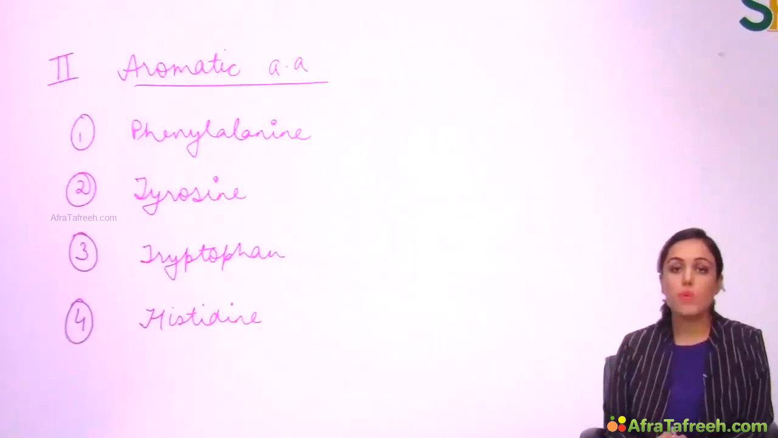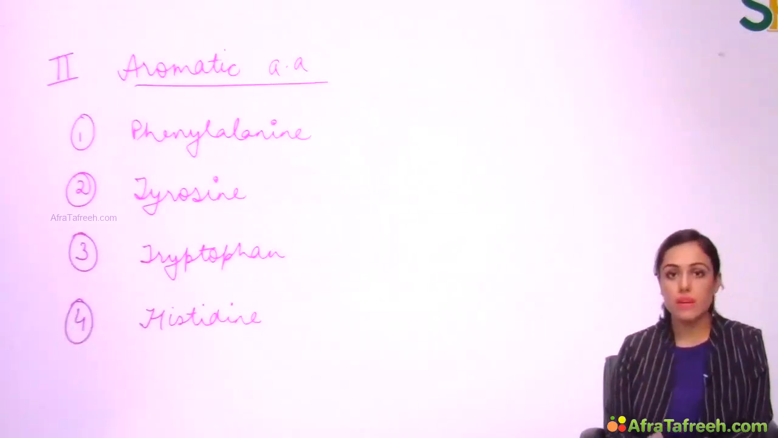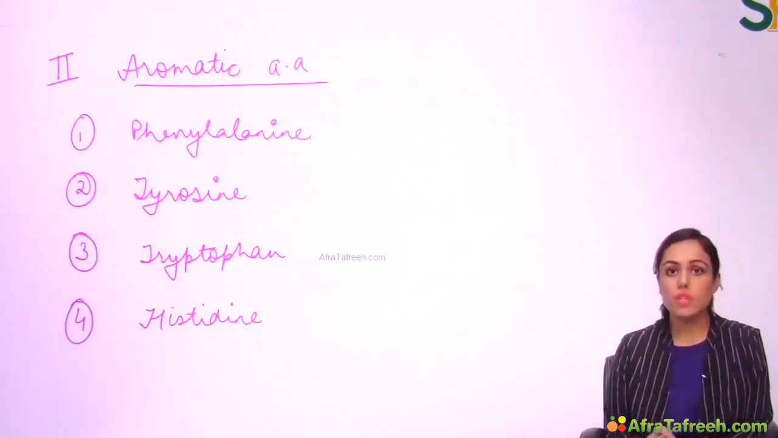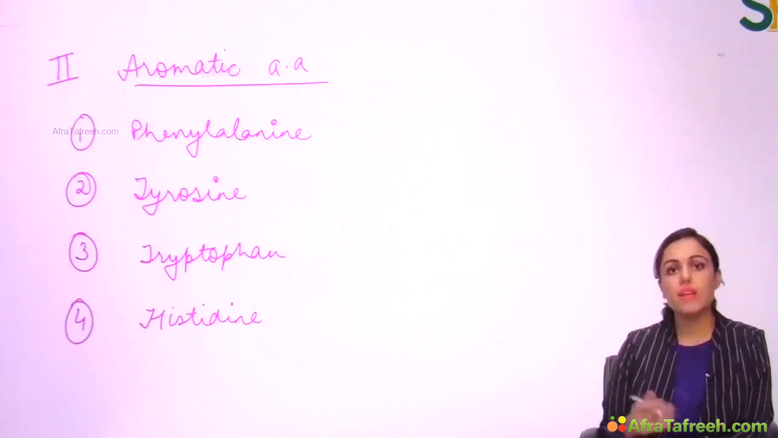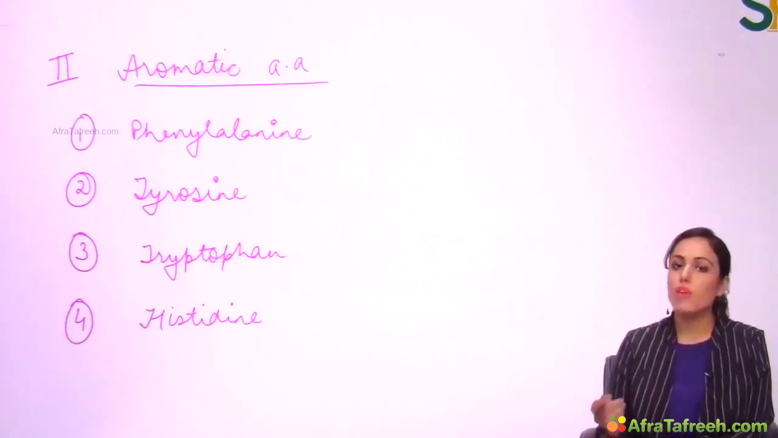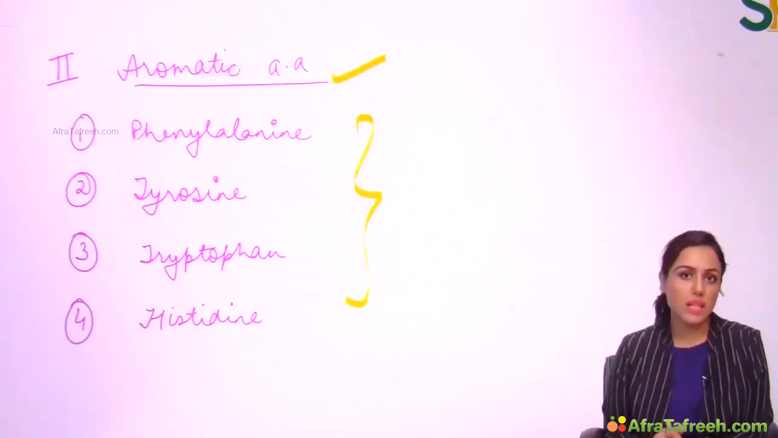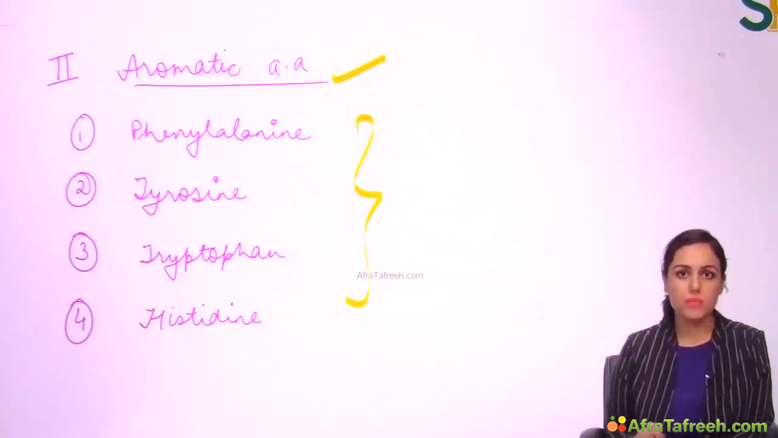Now next category I'm going to take is aromatic amino acid category, in which we'll be doing these 4: phenylalanine, tyrosine, tryptophan and histidine. So first 2 I'll be taking together, phenylalanine and tyrosine. Why we take it together? Because phenylalanine gets converted to tyrosine in body with the help of enzyme phenylalanine hydroxylase, right?